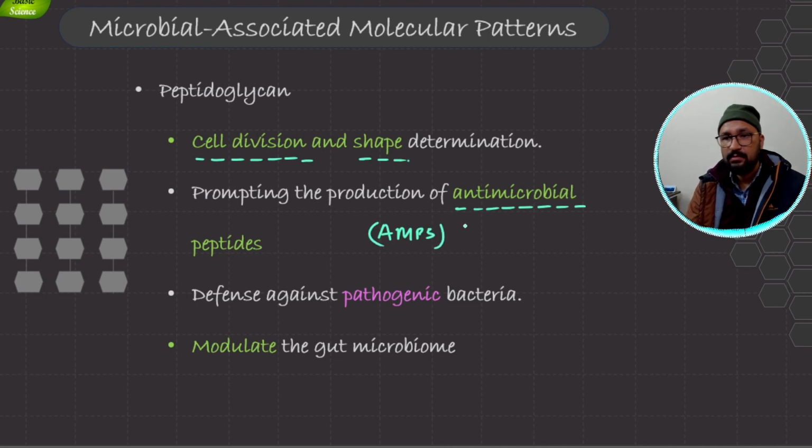AMPs. I made one video on AMPs. If you want to see that video, just type antimicrobial peptide basic science series. You will understand what AMPs are and what their roles are. Peptidoglycan helps in the production of these AMPs in the gut. So it helps in the defense against pathogenic bacteria, because these AMPs have potent activity against pathogenic organisms, and they can also modulate the gut microbes.